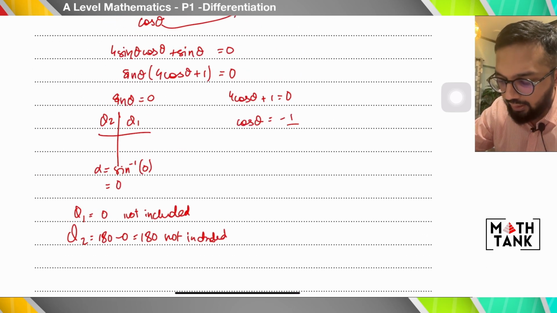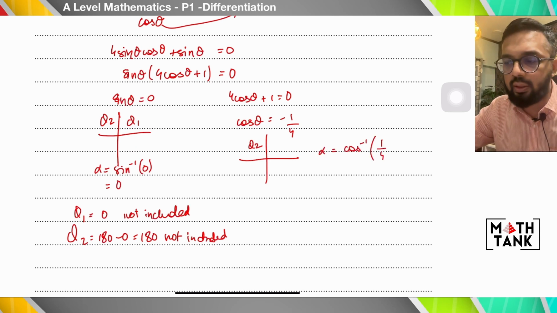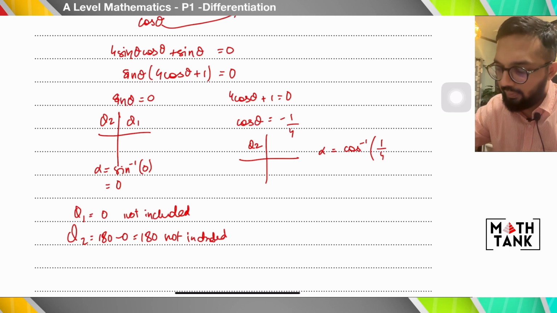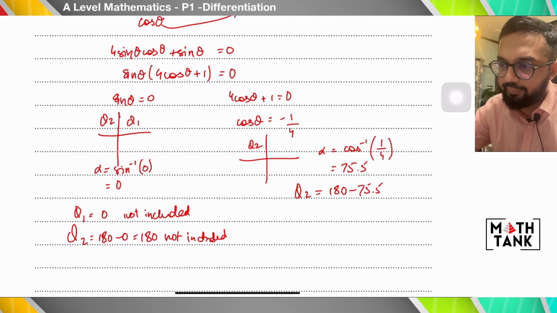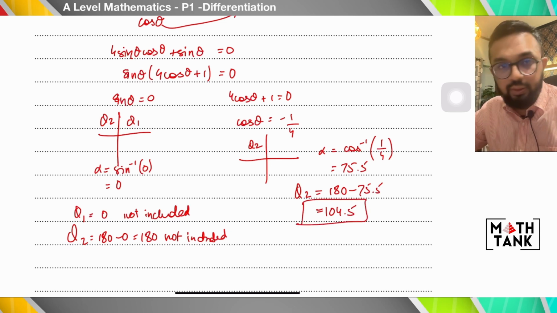cos theta equals minus 1/4. That's in quadrant number 2. So alpha equals cos inverse of 1/4. Let's quickly do that on our calculator. My calculator should be in degrees right now. And divide by 4. That gives me 75.5. And quadrant 2 will be 180 minus 75.5. That's 104.5. Okay, and that is my final answer.